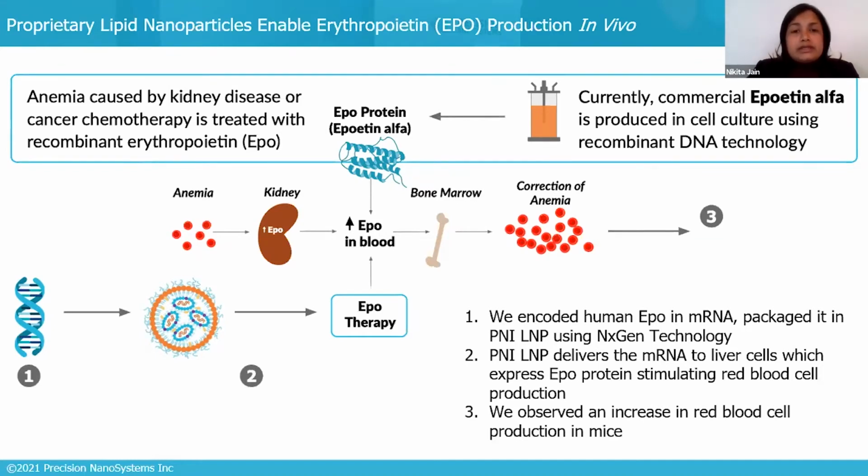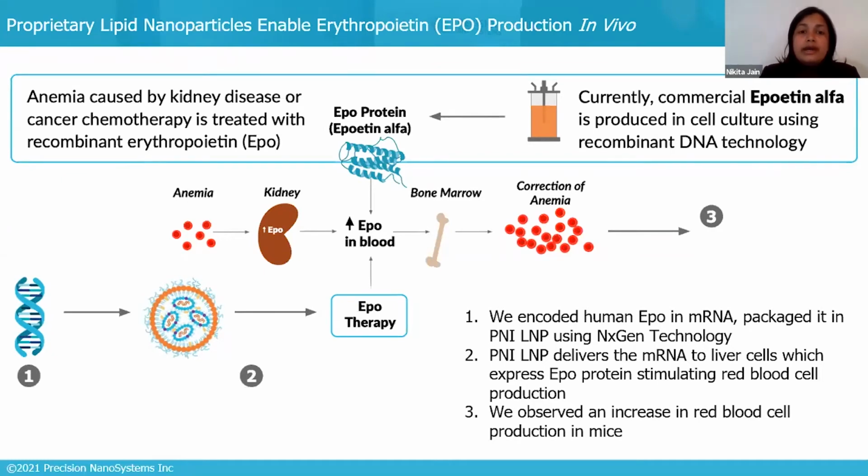Now, what people have done is encapsulate the EPO mRNA, which encodes for erythropoietin protein, in lipid nanoparticles, and inject that intravenously, where these lipid nanoparticles then deliver the mRNA to liver cells, and it expresses EPO protein that stimulates red blood cell production. And just as a proof of concept, again, we have indeed used EPO mRNA.